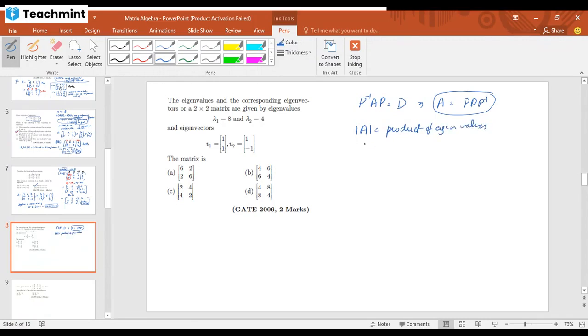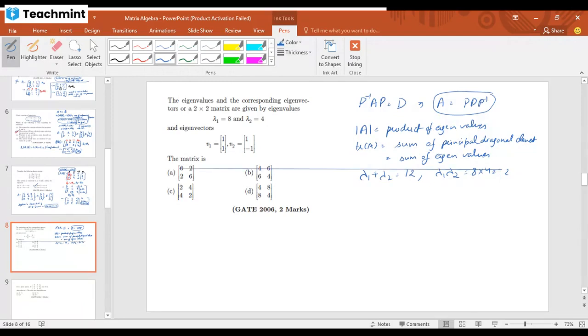And the trace of a matrix A is equal to the sum of the principal diagonal elements, which is equal to the sum of the eigenvalues. Okay, so if we use these two properties only, what is lambda 1 plus lambda 2? The sum of the eigenvalues is 12, and the product of the eigenvalues, lambda 1 into lambda 2, is 8 into 4, which is 32. Okay, so let's just look at the options.